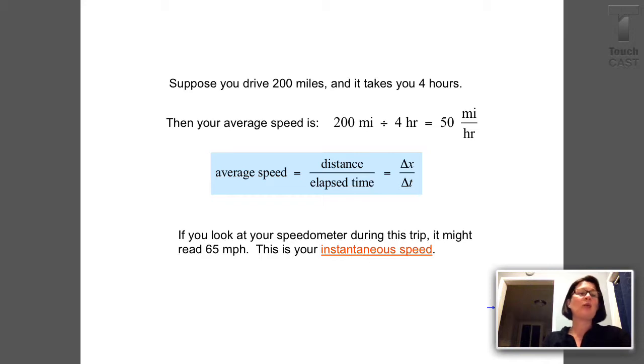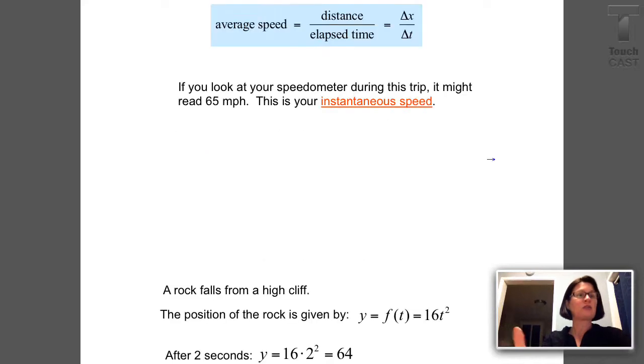So we talked about how we could look at our speedometer, or we could have a policeman radar gun us and tell us that at some particular moment our instantaneous speed was, say, 65 miles per hour. So speed at an exact moment in time is instantaneous speed. And that's going to have a different way of computing than the average speed.